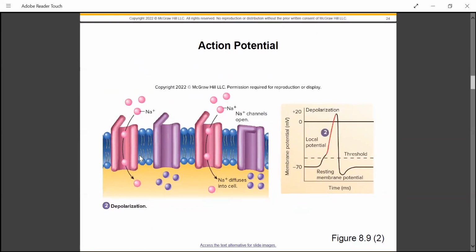So with depolarization, we get our local potential. We get some sodium rushing in. If that sodium that initially diffuses in changes the charge enough to go past the threshold, then we're going to get our voltage-gated channels wide open and tons of sodium is going to come in. Sodium has a positive charge, so it's going to take our negative resting potential and skyrocket it positive. That's depolarization.